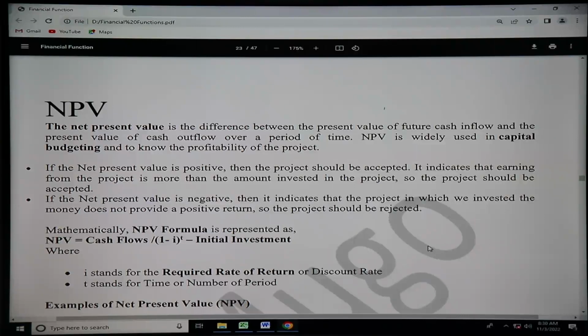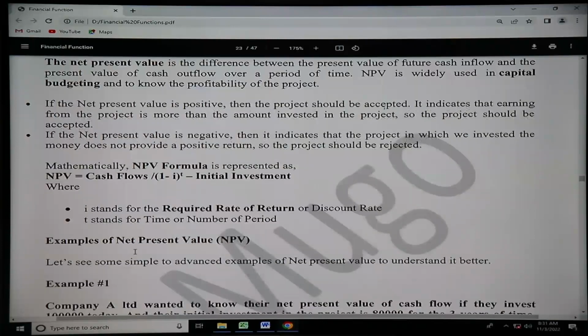So that is I in this formula. I in this formula, that is cash flow divided by 1 minus I. I here stands for the rate of return. That is the discounted rate of return. That is the discounted rate. Then the T here represents the time or the number of periods that these investments will actually run. So that is how the formula is used to calculate the net present value.